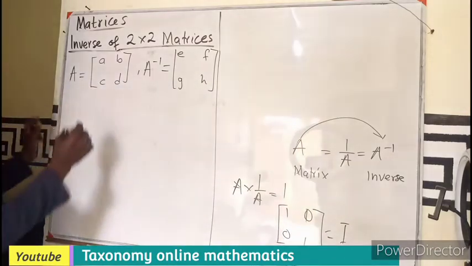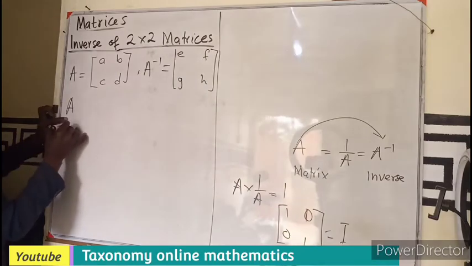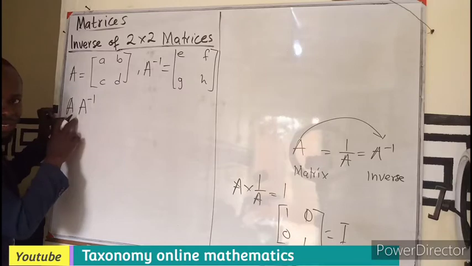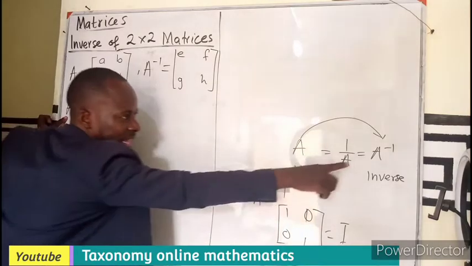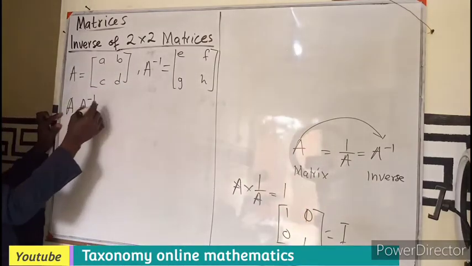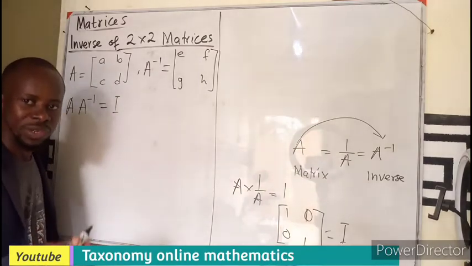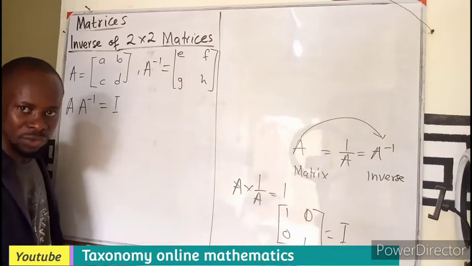So we know that if I multiply the matrix by its image, or by its inverse, I should be having something called the identity matrix, or better still, the unit matrix.